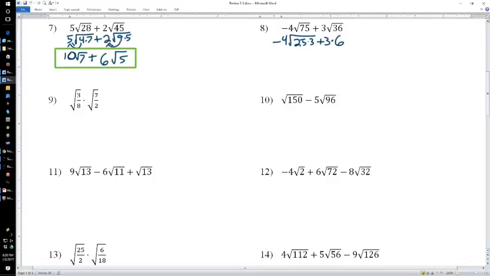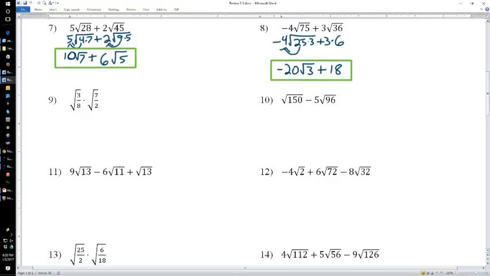So, the square root of 25 is 5, so 5 times the negative 4 out front is negative 20, and the 3 is left over. Plus 3 times 6 is 18. And again, we have different terms. So there you go.